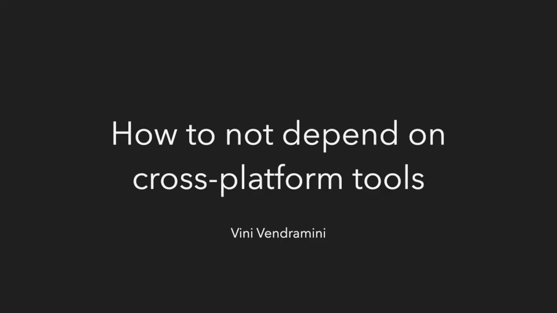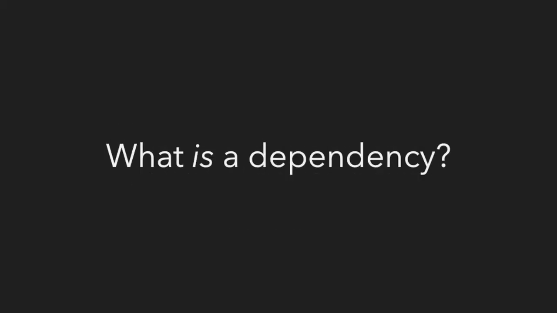that avoids dependencies altogether. Here we go. So before we can start talking about dependencies, we have to talk a bit about what is a dependency. Right? So what does it mean to say that our code depends on something?